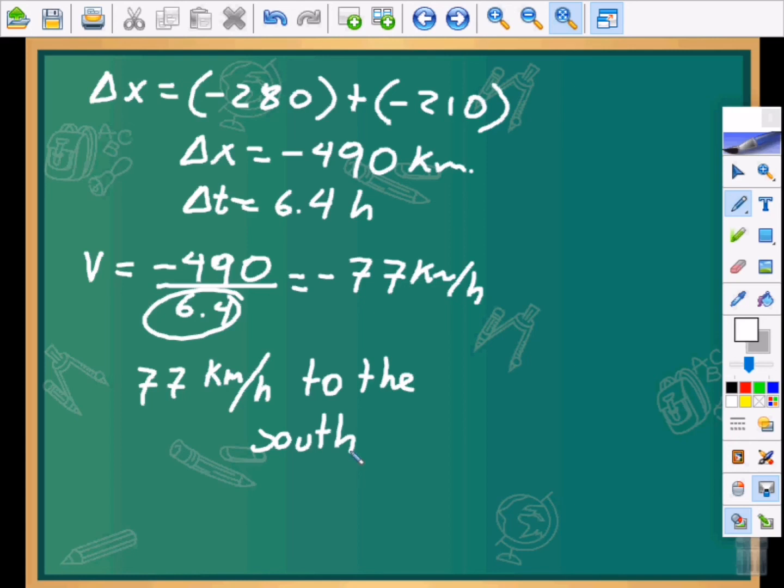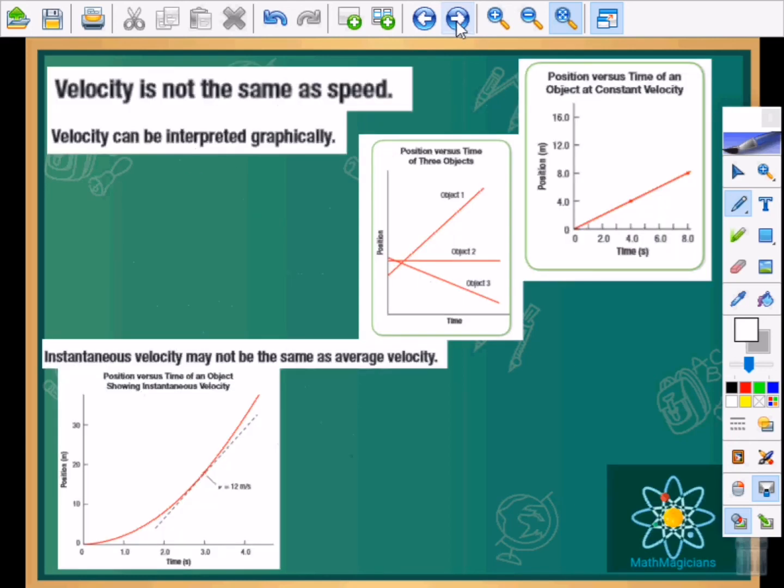This leads us to the next part of the video. Velocity is not the same as speed, and velocity can be interpreted graphically, as you can see in these three graphs. They are called position time graphs. The motion of an object moving with constant velocity will provide a straight line graph of position versus time. The slope of the graph indicates the velocity. For the second type of graph, where you see three objects, object 1 moves with constant positive velocity, object 2 is at rest, and object 3 is moving with a constant negative velocity.